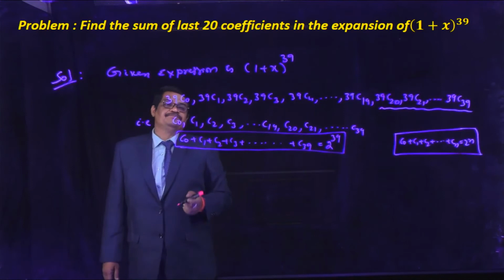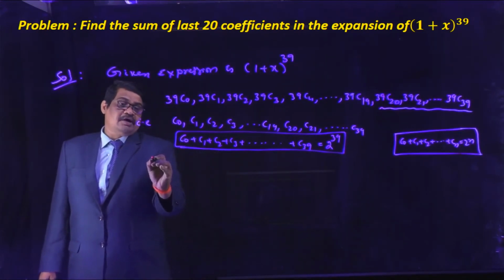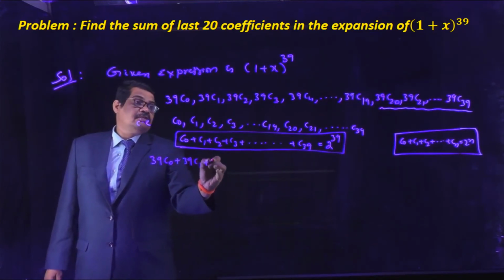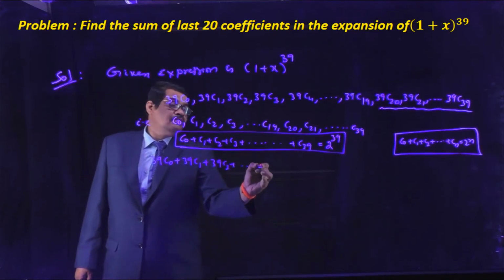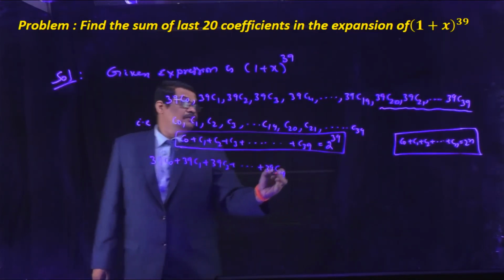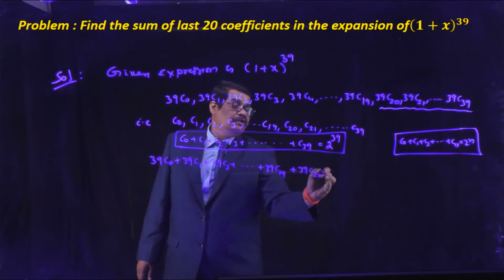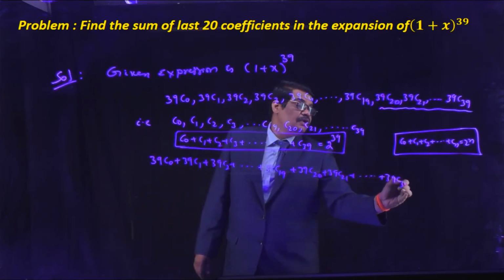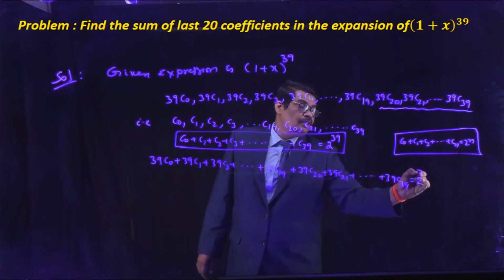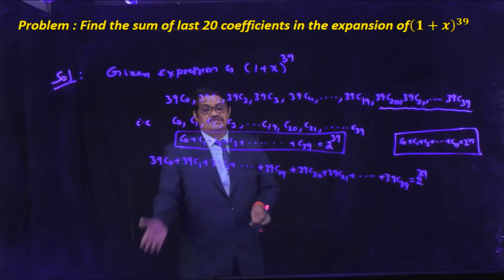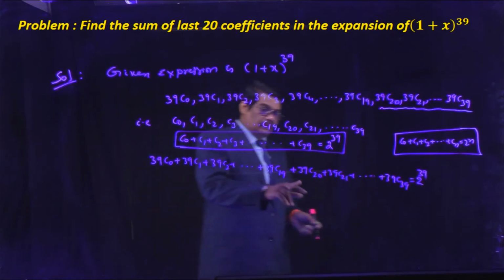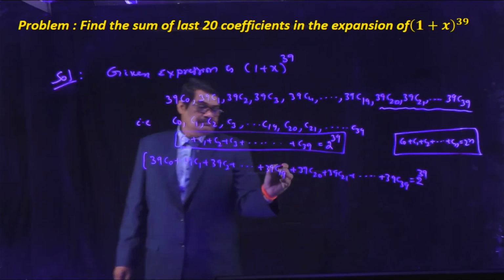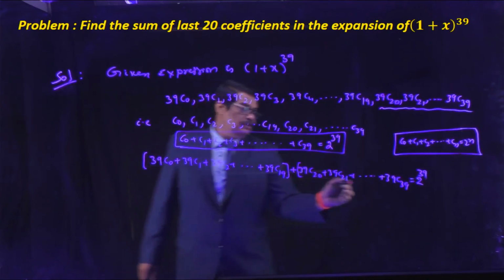Now we are writing the terms in this given expression: 39C0 plus 39C1 plus 39C2 and so on, 39C19 plus 39C20, 39C21 and so on, plus 39C39, is equal to 2^39. So the sum of the binomial coefficients is 2^n. These are the first 20 terms, and these are the last 20 terms.